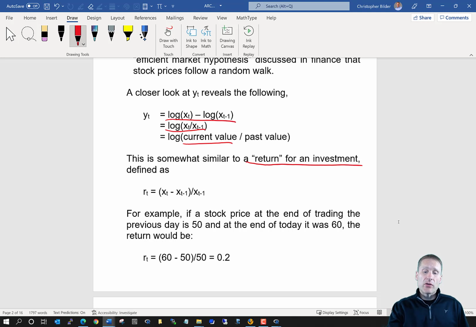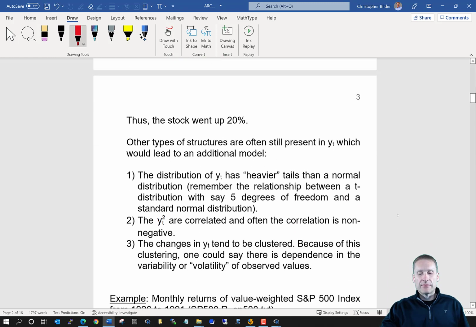And the way that we calculate the return on an investment is you take the current value minus the most recent past value divided by the past value. And so what this gives you is, in terms of a proportion, how much has the stock price, or whatever you're measuring, increased or decreased. So for example, if a stock price on the previous day was trading at $50 per share, and today it closed at $60 per share, well, what does that mean? That means the return on the investment is 0.2 or 20%. A very good day for the stock.